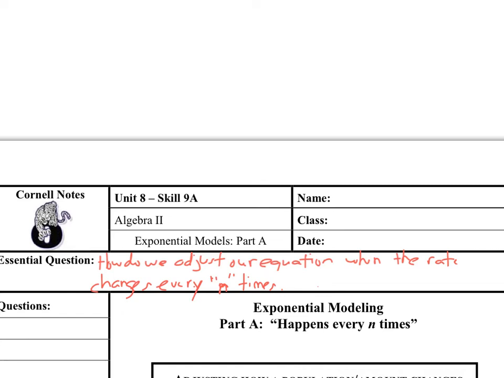Unit 8, Skill 9A. How do we adjust our equation when the rate changes every n times? That's as opposed to changing every year or every month, on a monthly or yearly basis. It still could be those things, but typically when it happens every n times, it's something a little bit different. So let's jump right into a question.